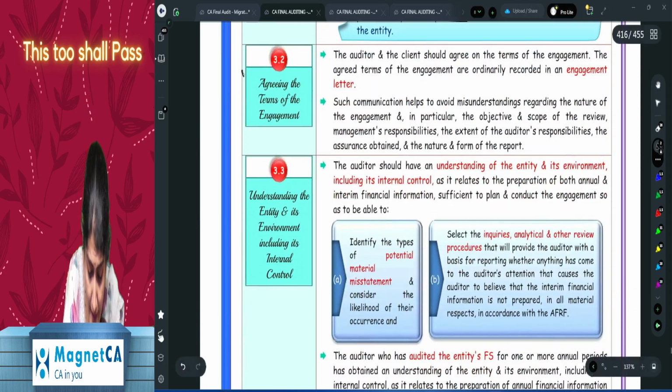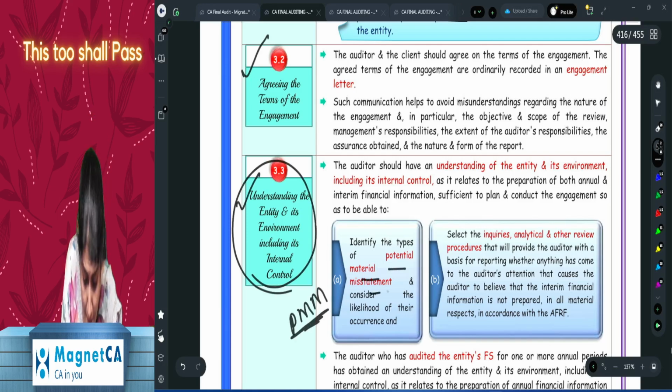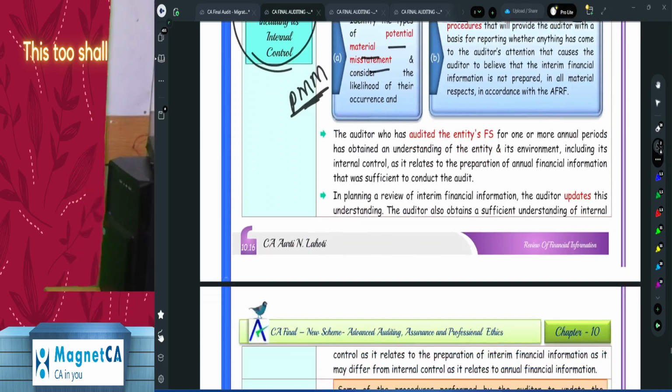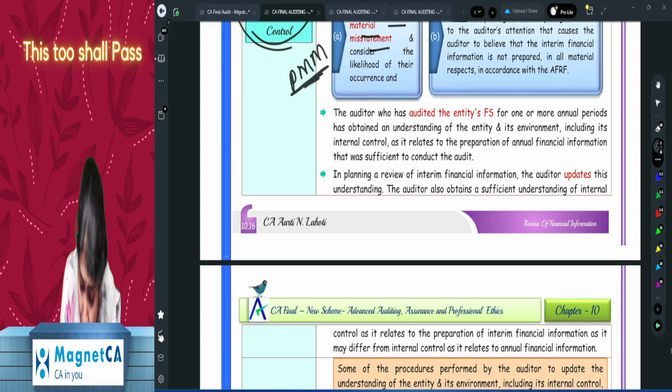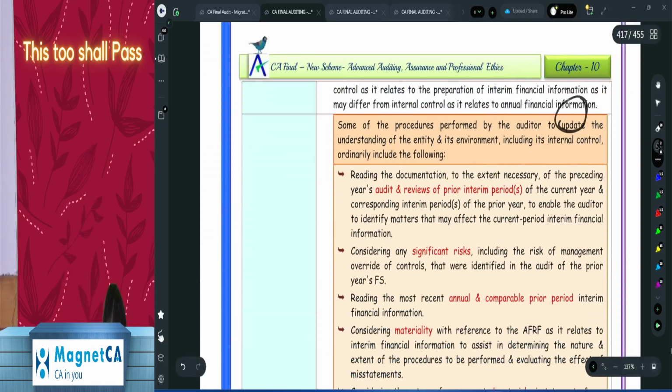Is the engagement letter required? Yes. Understanding of the entity, is it required for review? Yes, but here you identify the potential material misstatement. And what are your responses? Inquiry, analytical and other review procedures. And do you already have knowledge of the entity and its environment? Yes, but now what you have to do is update.